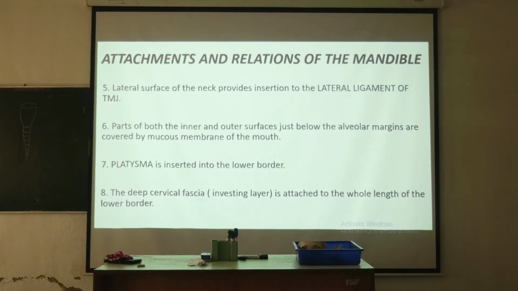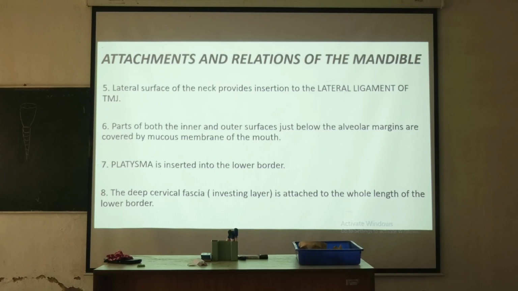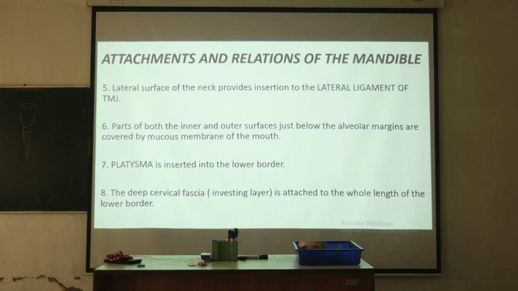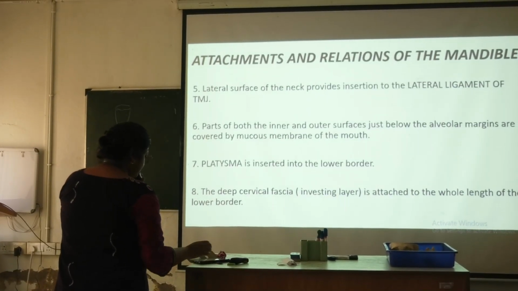Lateral surface of the neck provides insertion to the lateral ligament of the temporomandibular joint. Here, the head of the mandible joining with the temporal fossa to form the temporomandibular joint. The parts of both the inner and outer surfaces just below the alveolar margins are covered by the mucous membrane of the mouth. The alveolar process, teeth are lying just below. The red portion you can see, that part is known as the mucous membrane.